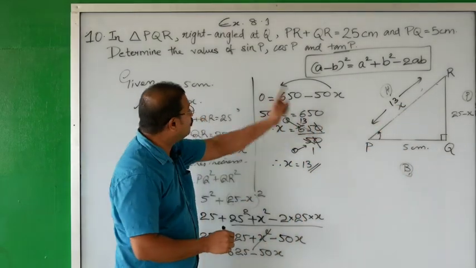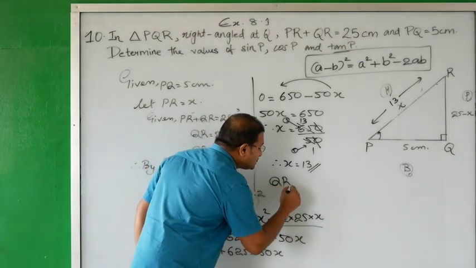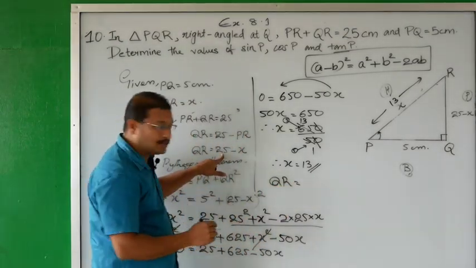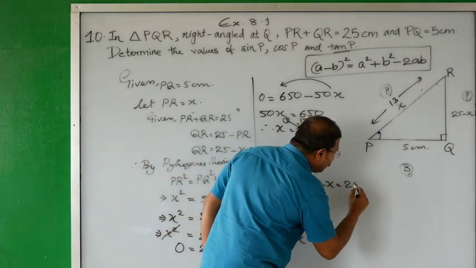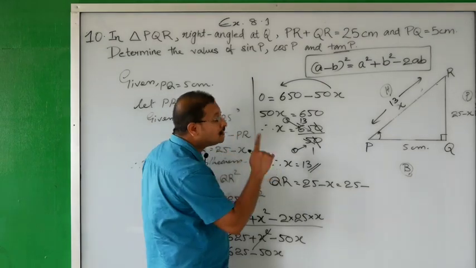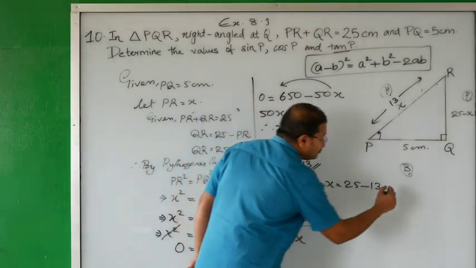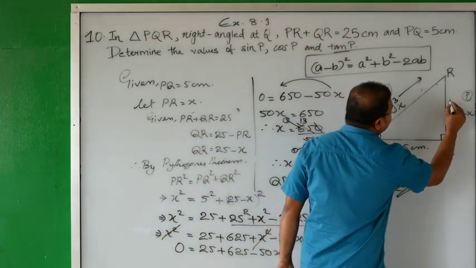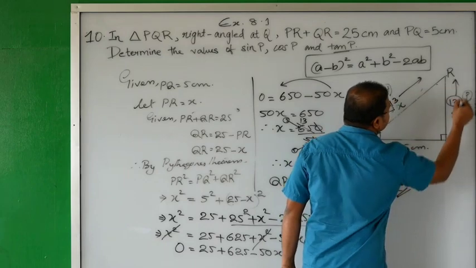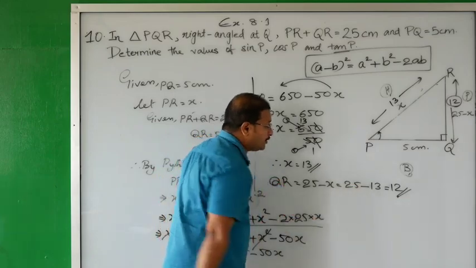But we know that QR equals. What is the value of QR? Yes. QR equals 25 minus x. 25 minus x equals 25 minus the value of x, 13. We got it now. Equals 25 minus 13, 12. Ready? That means we got it now. QR is 12. Ready? So QR, we got it 25. Let's see the answer now.